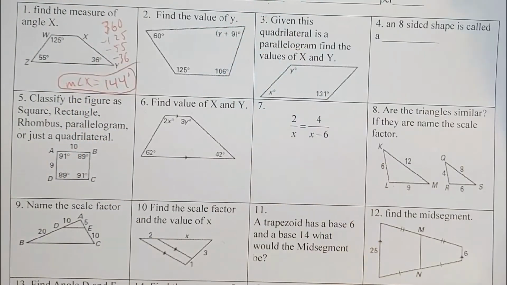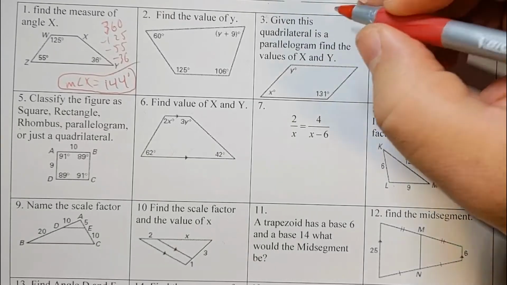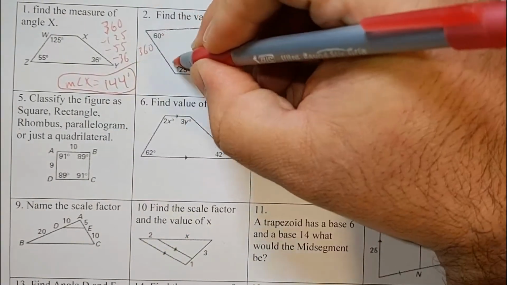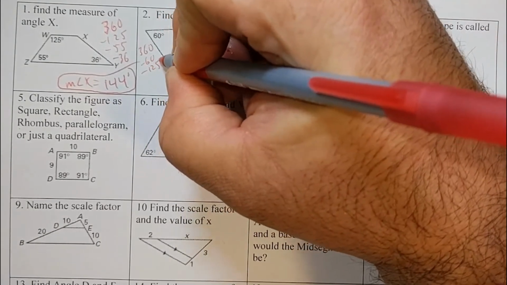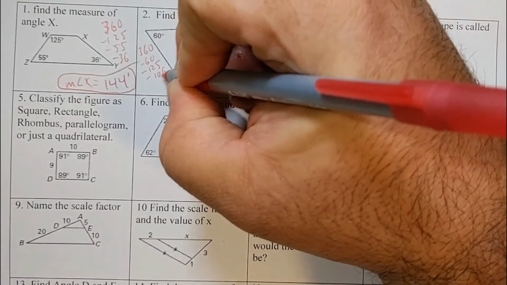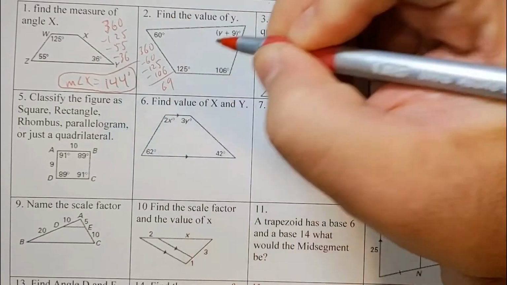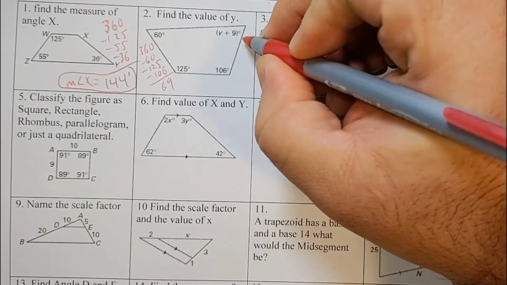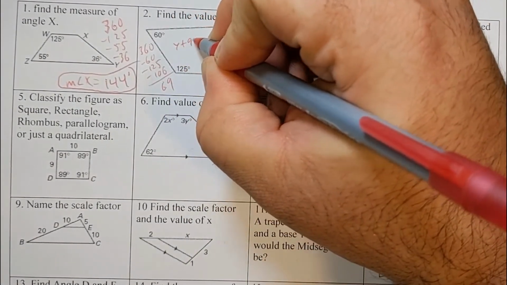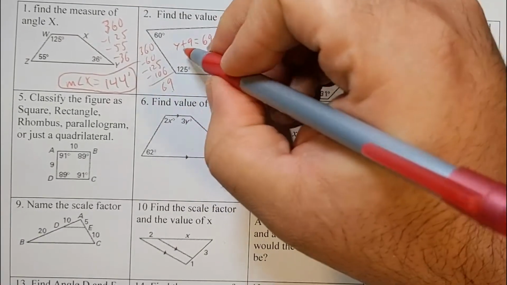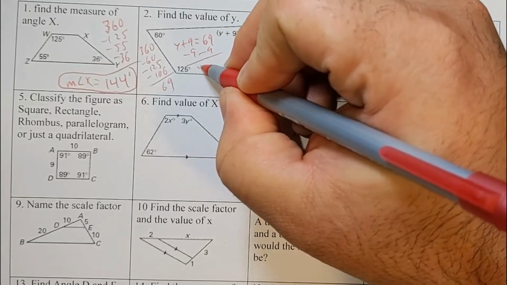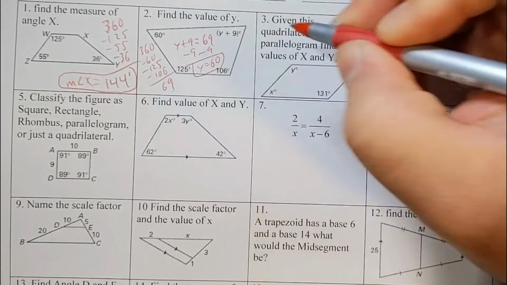Number two, same thing, it's a quadrilateral, so again, 360 degrees to start with. You can subtract away these three angles. And whatever you have left over, that's what this last angle equals. So you're gonna get y plus 9 equals that 69. And then you're gonna solve for y, so subtract 9 from both sides, you get y is 60. That would be your final answer.